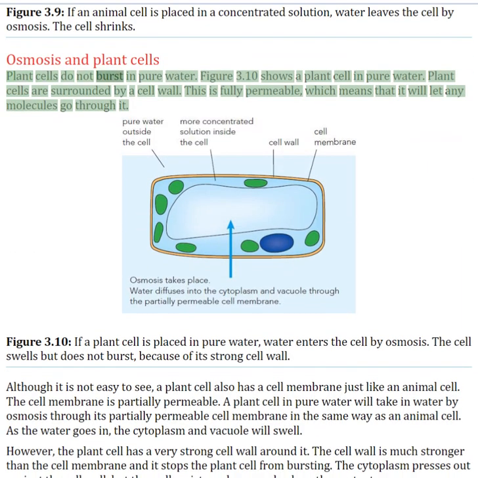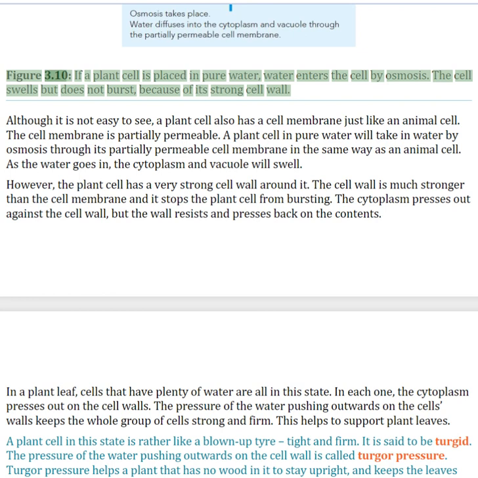Plant cells do not burst in pure water. Figure 3.10 shows a plant cell in pure water. Plant cells are surrounded by a cell wall. This is fully permeable, which means that it will let any molecules go through it. Figure 3.10. If a plant cell is placed in pure water, water enters the cell by osmosis. The cell swells but does not burst, because of its strong cell wall.